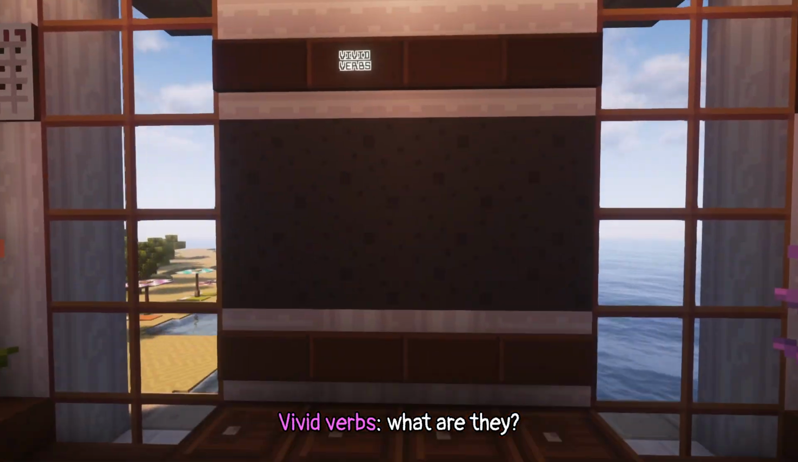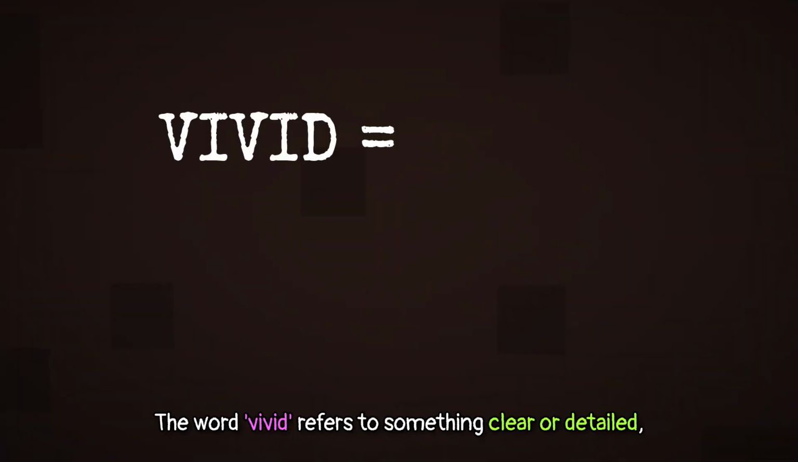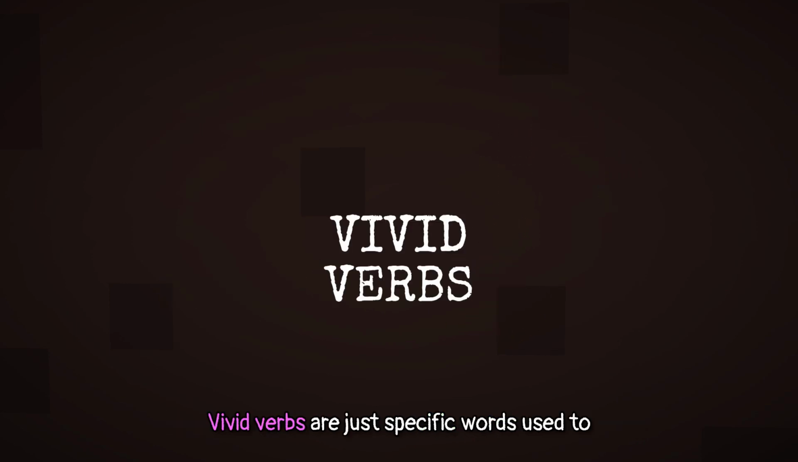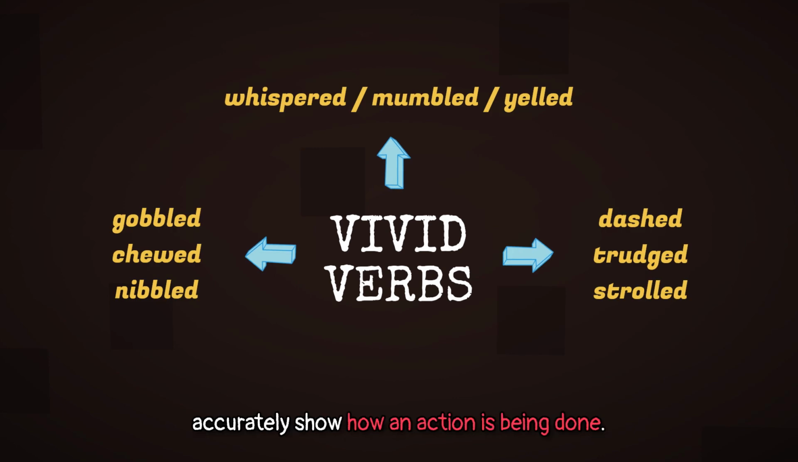Vivid verbs. What are they? The word vivid refers to something clear or detailed, while verbs are action words. Vivid verbs are just specific words used to accurately show how an action is being done.